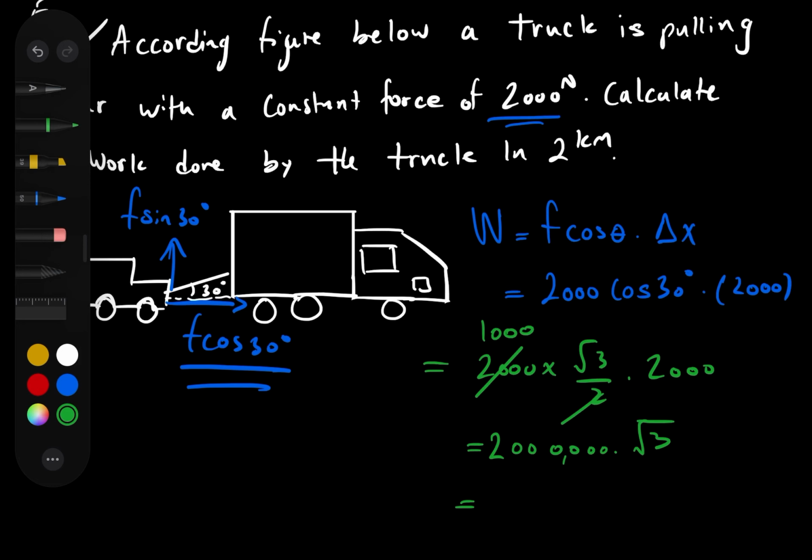So the 2 million, you can actually change it to a bigger unit, so you can write this as 2 radical 3 megajoules, and that would be your final answer, because mega is 10 to the power of 6, which is a million.